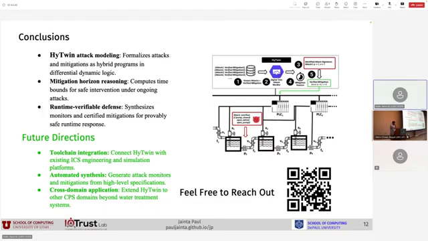In future, we want to model more scenarios. We want to integrate this framework with existing industrial control system engineering and simulation. And we want to generate attack monitors and mitigations from high-level specifications.